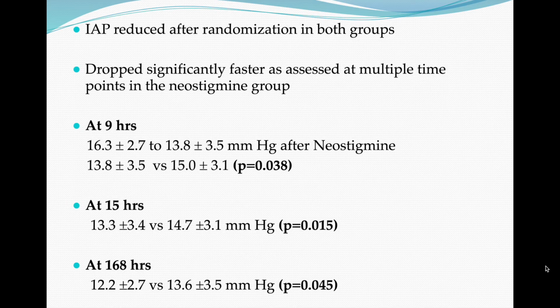The IAP was reduced after randomization in both the groups. In the Neostigmine group the IAP reduced, and in the conventional treatment the IAP also reduced. However, the drop was significantly faster, as assessed at multiple time points, in the Neostigmine group. The drop was significant at 9 hours, at 15 hours, and at 168 hours.